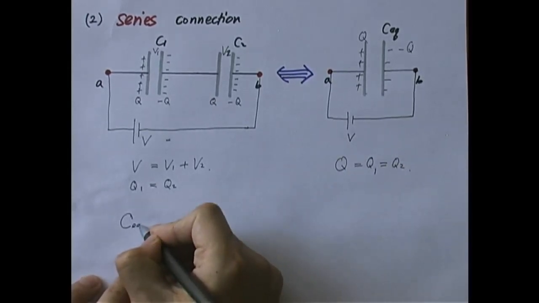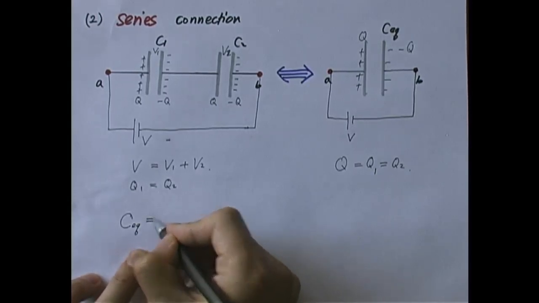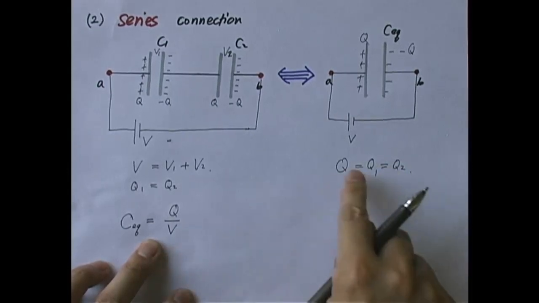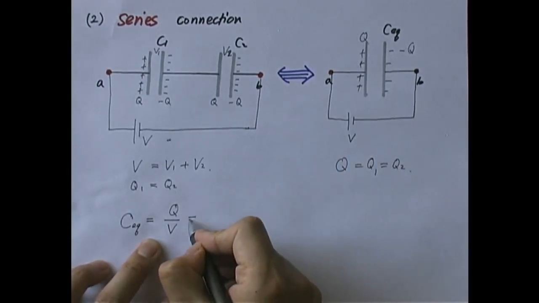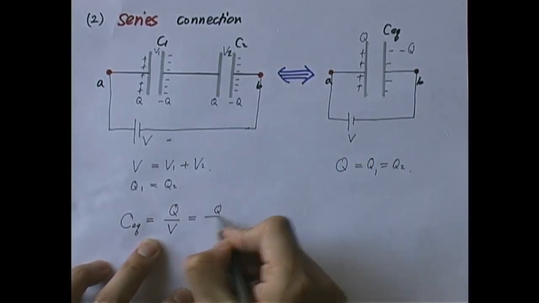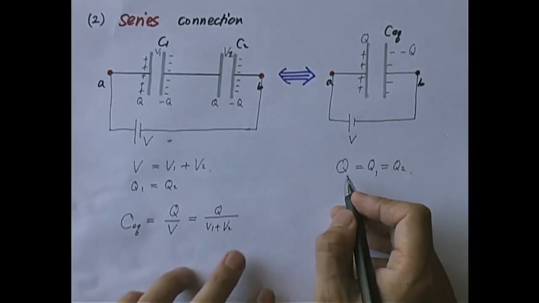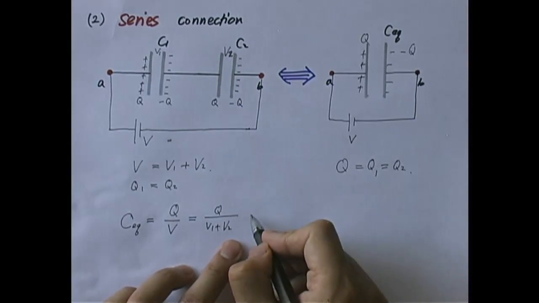Equivalent capacitance, C equivalent. What is that equal to? Isn't that equal to Q over V, right? This Q, but that is Q over V1 plus V2. Now, how do I work this out?